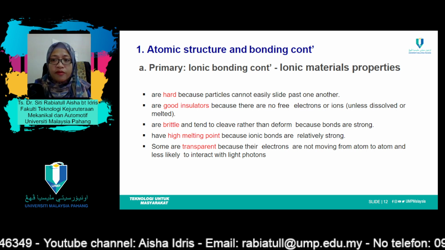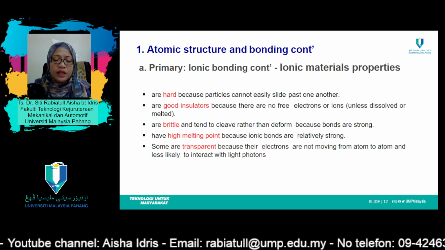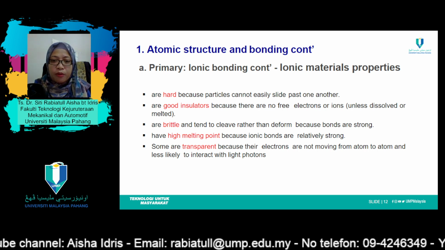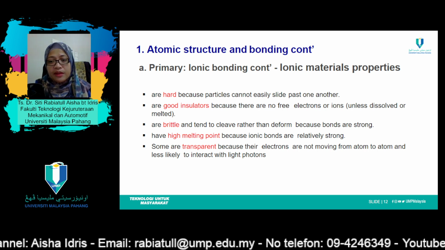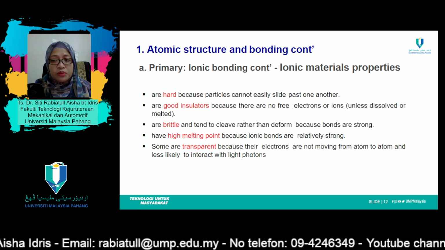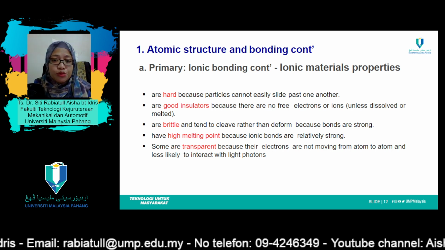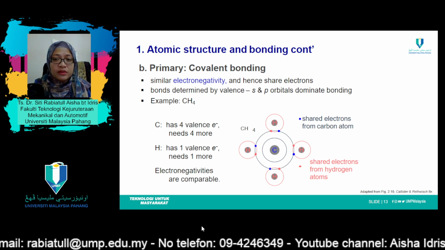And number 5, some ionic bonding materials are transparent because their electrons are not moving from atom to atom and are less likely to interact with light photons.